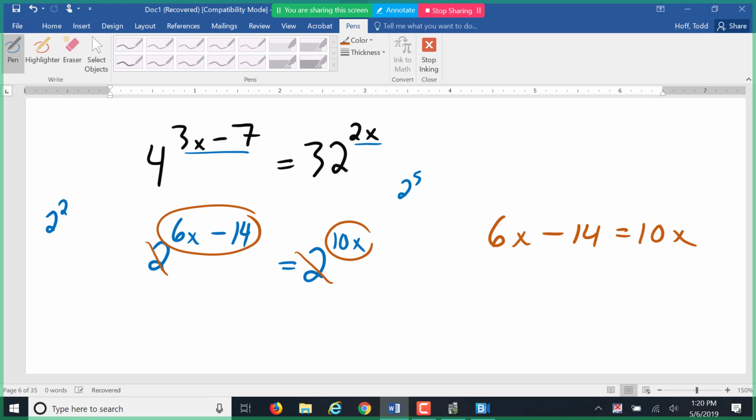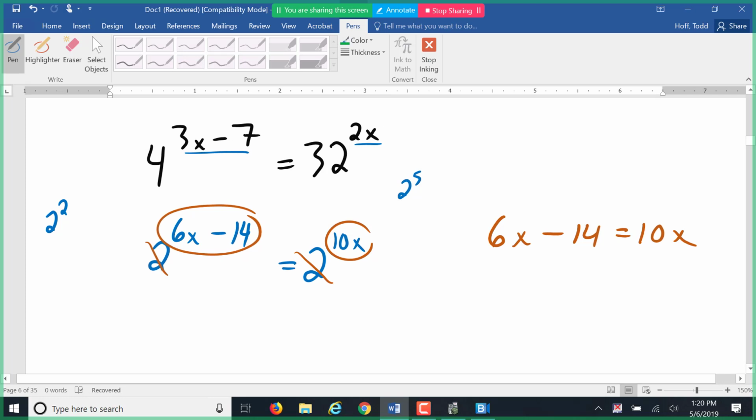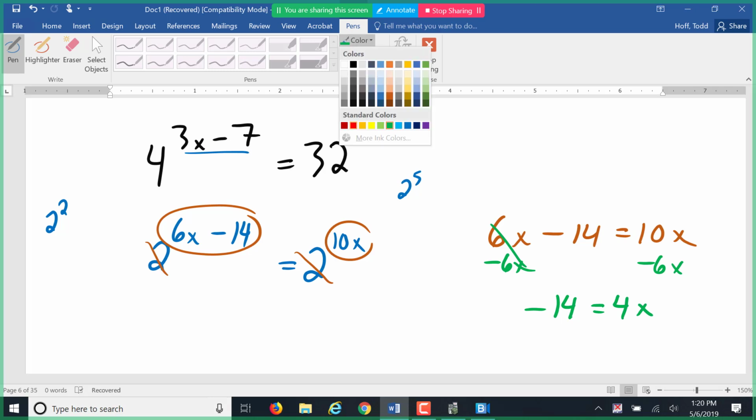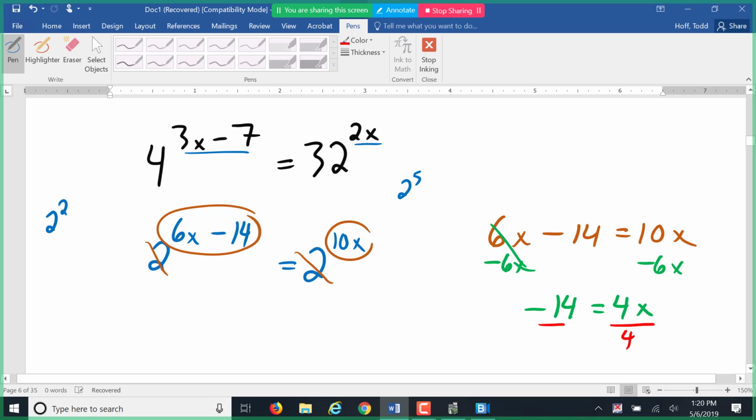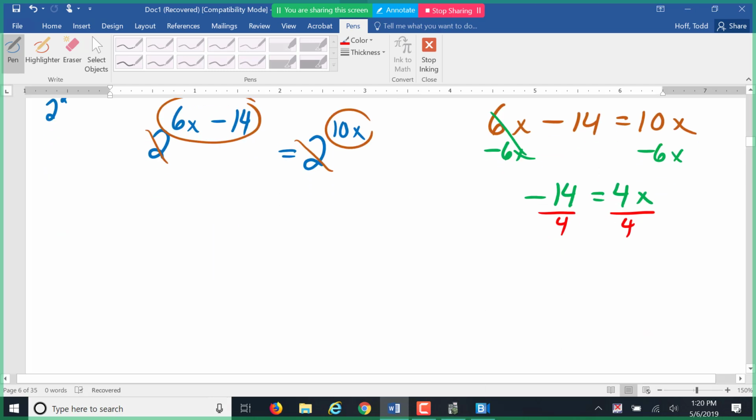Now, before we start to solve this, we realize that x appears more than once in this equation. So we have to deal with that before we solve. It's on both sides. We have to get rid of it on one side. 6x is the smaller one. So we subtract 6x, giving us negative 14 equals 4x. Now we divide by 4. We will get that negative 3.5 equals x, or x equals negative 3.5.